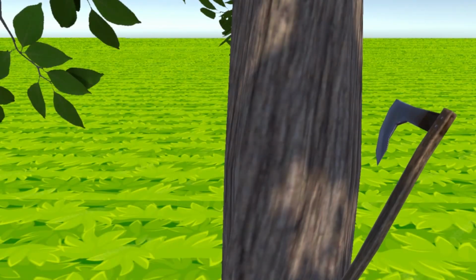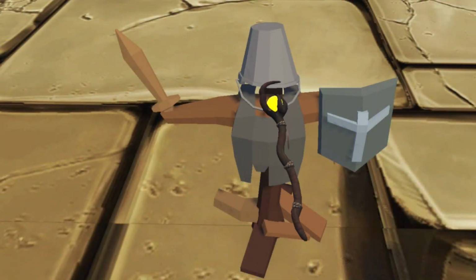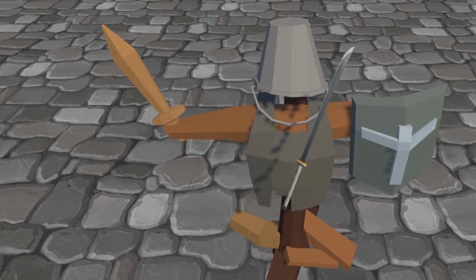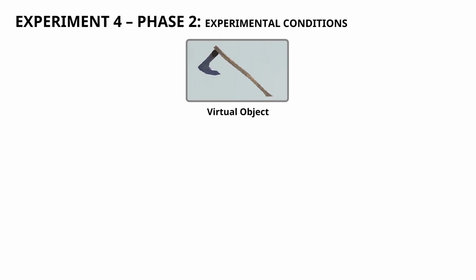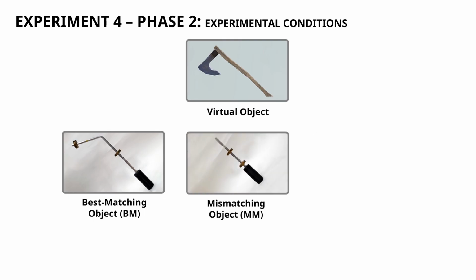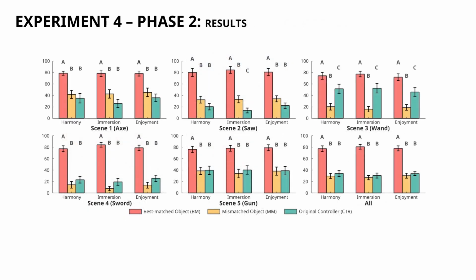In phase 2, participants interacted with 5 virtual scenes. They evaluated user experiences under 3 haptic conditions: the best matching object predicted by our shape perception model, a mismatched object, and the original controller of the head-mounted display. Our visual to shape matching method improved the user experience between the virtual object and physical handheld objects.